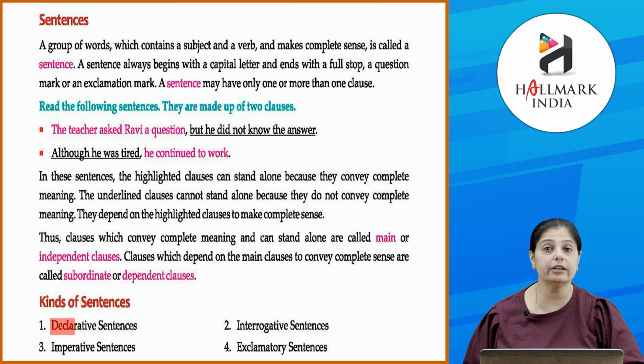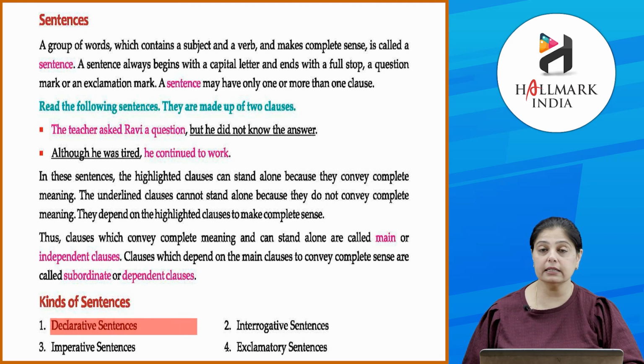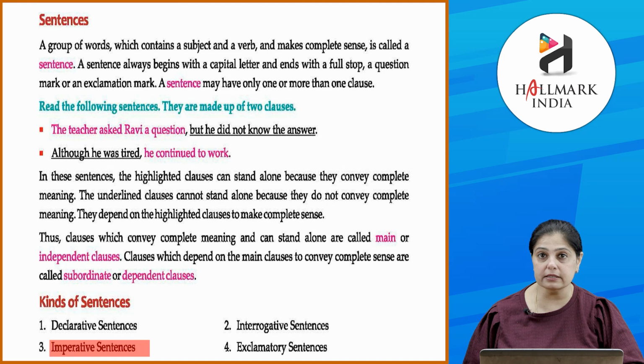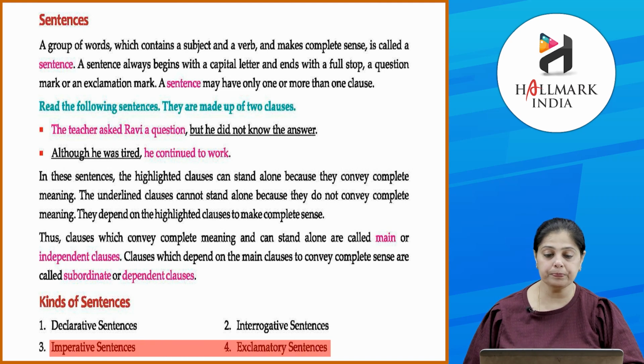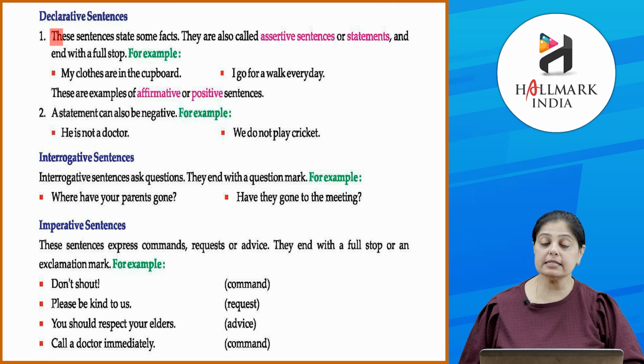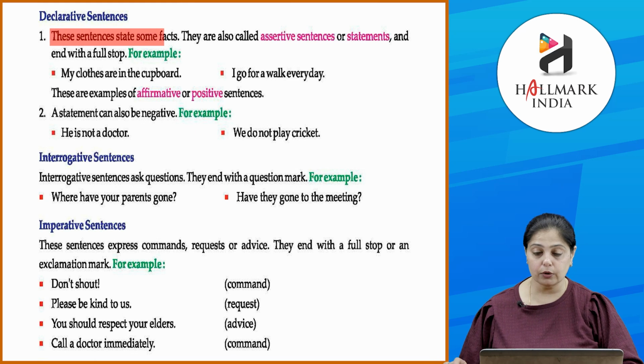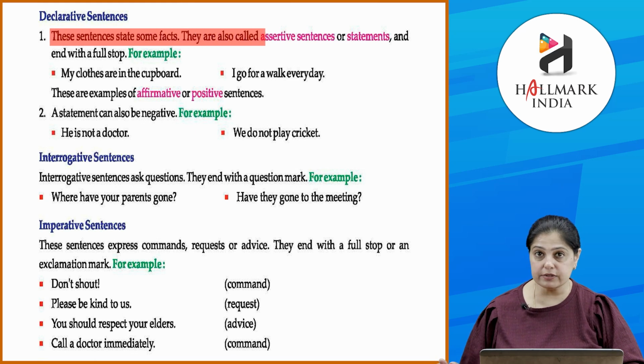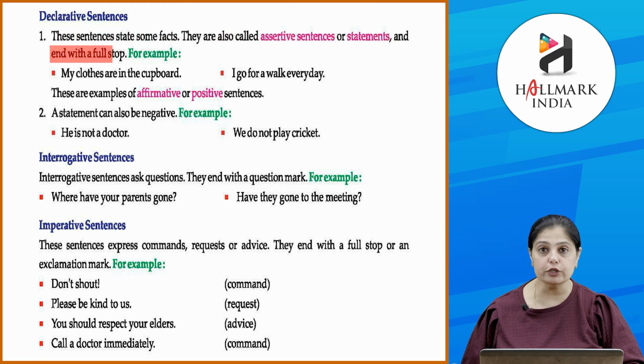First one is the declarative sentence. Second is the interrogative sentence. Third is imperative sentence and the fourth one is exclamatory sentence. Okay, first one, let's look at the declarative sentences. What are they? These sentences state some fact. Okay, they are also called assertive sentences or statements and they end with a full stop.